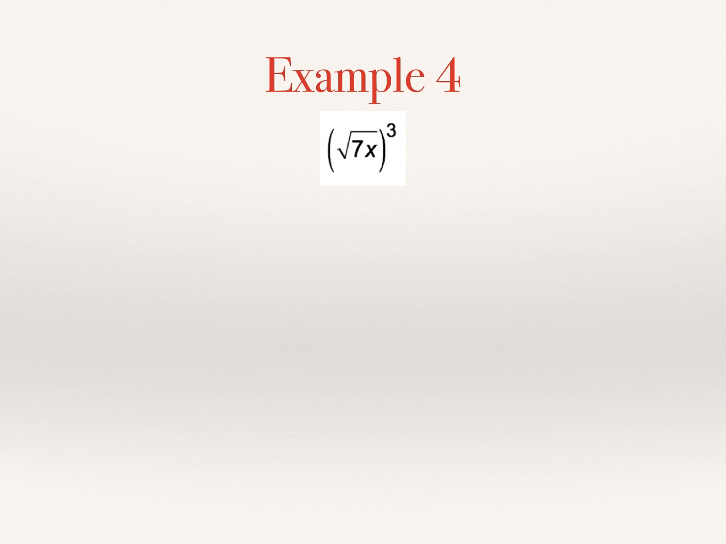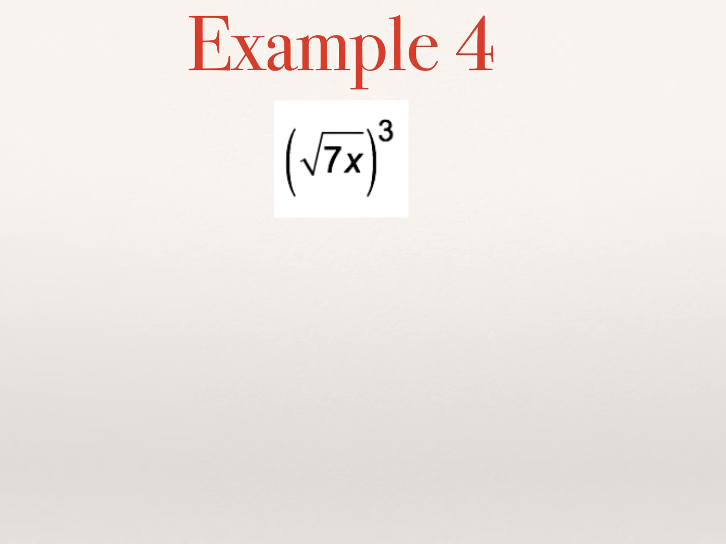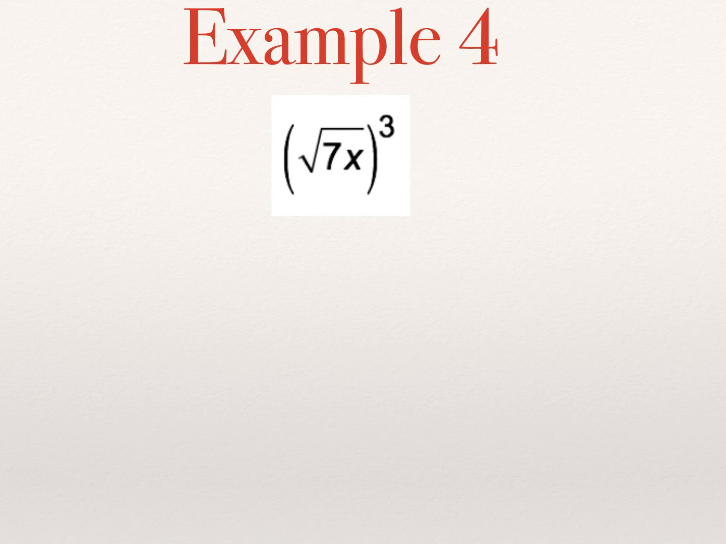All right, so here we have the square root of 7x to the third power. So this whole thing on the inside is cubed. So this is like saying square root 7x times square root 7x times square root 7x.